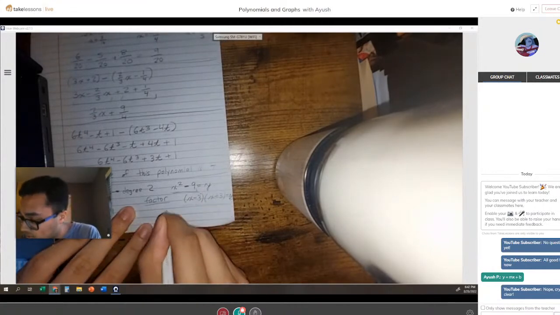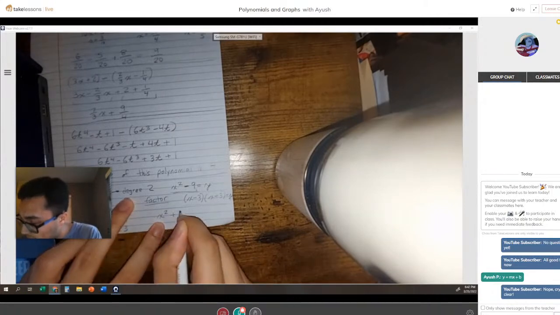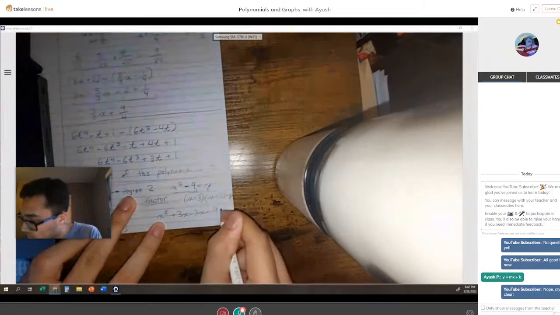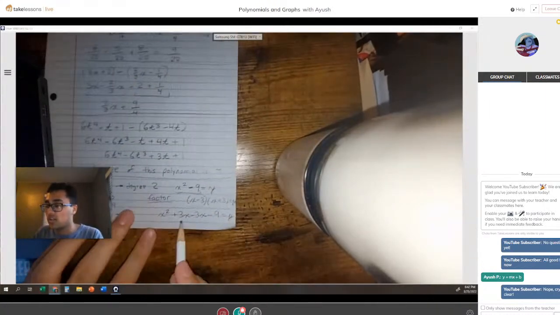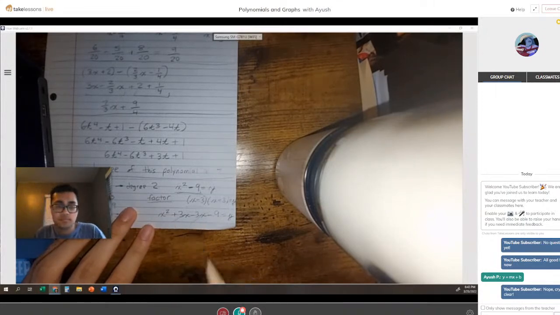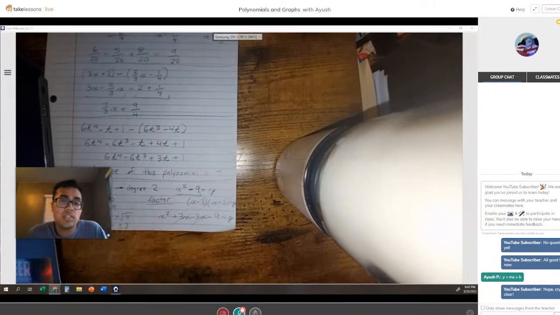We get x squared plus 3x minus 3x minus 9 equals y. What happens with those 3x and minus 3x terms? They cancel out, because they are plus 3x minus 3x. So we would just end up with x squared minus 9. So yeah, factoring is a very important skill. There's many ways to do this.